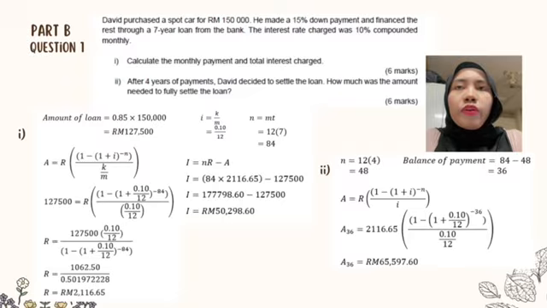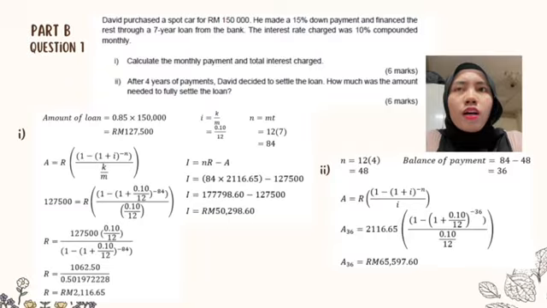The amount of loan is 85% of the spot car price. So once we multiply 0.85 with 150,000, we will get the amount of loan, which is 127,500 ringgit Malaysia. We are going to be using the present value formula, which is A equals R, open bracket 1 minus open bracket 1 plus i, close bracket, power of negative n, close bracket, divided by i.